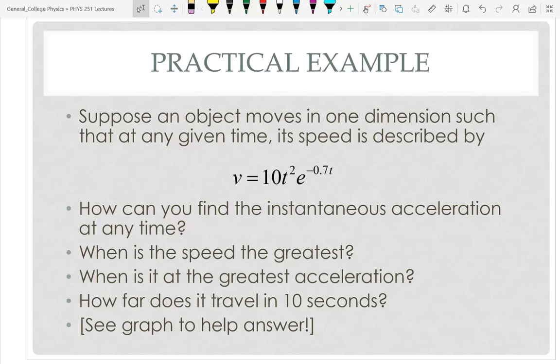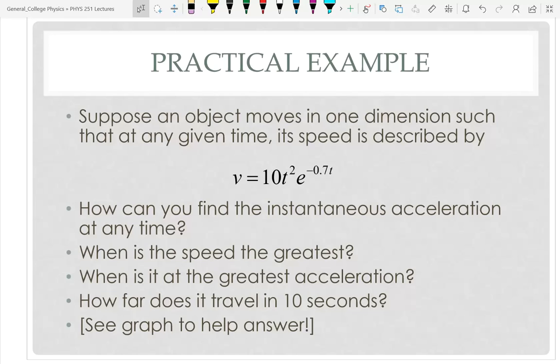So here I'm giving you not a super difficult problem, but not an easy one either. Suppose the speed is 10 t squared e to the minus 0.7 t, and I want to find the instantaneous acceleration. How do I go from speed to acceleration? Take the first derivative, exactly right. So we can do that.